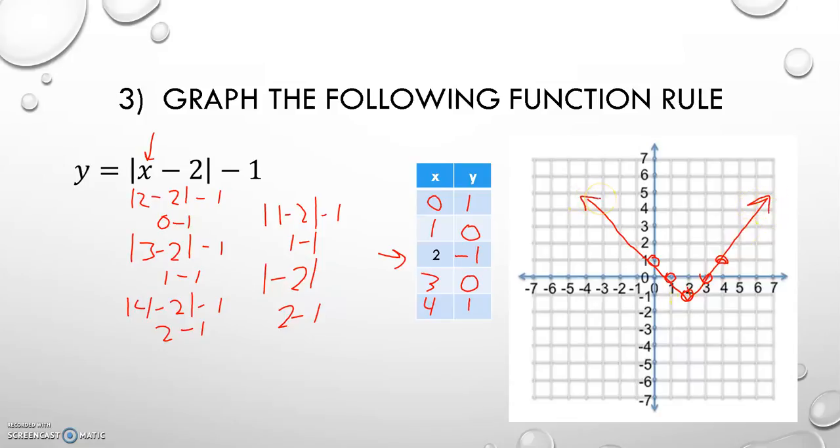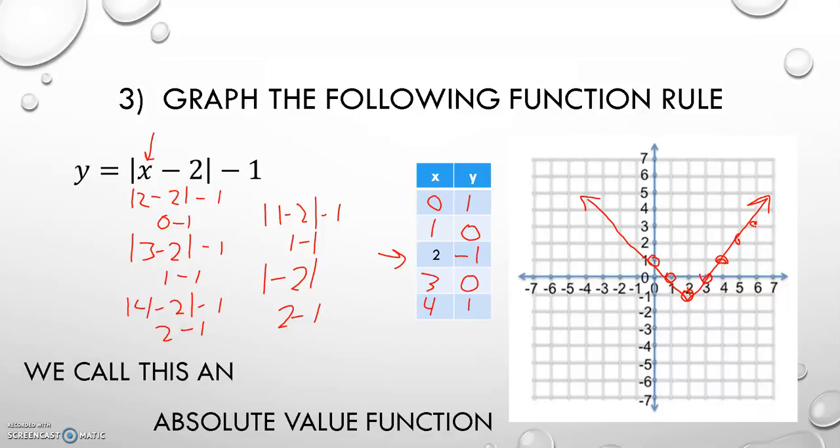And I could plot more points. If I plugged in a 5, it would give me a 2. If I plug in a 6, it'd give me a 3. But you can see that that is the shape of, it looks like a V. And we call these absolute value functions because there's an absolute value in the rule. And if there's an absolute value function, it's always going to be in the shape of a V.